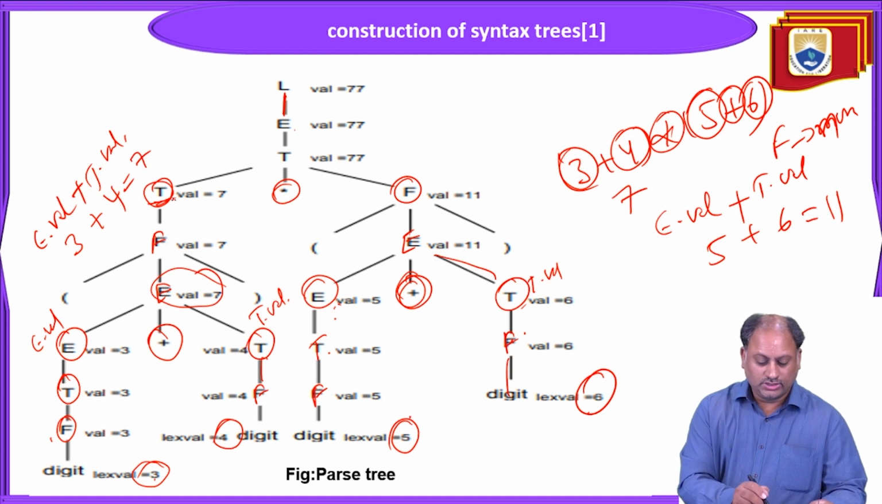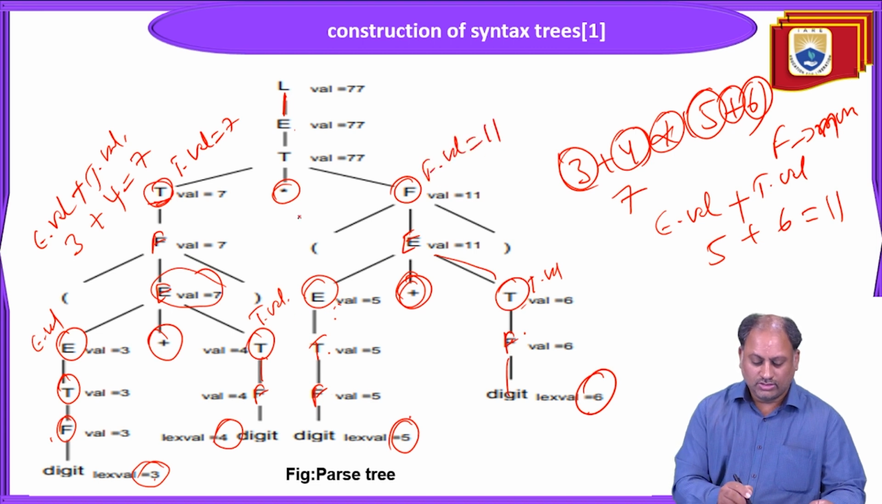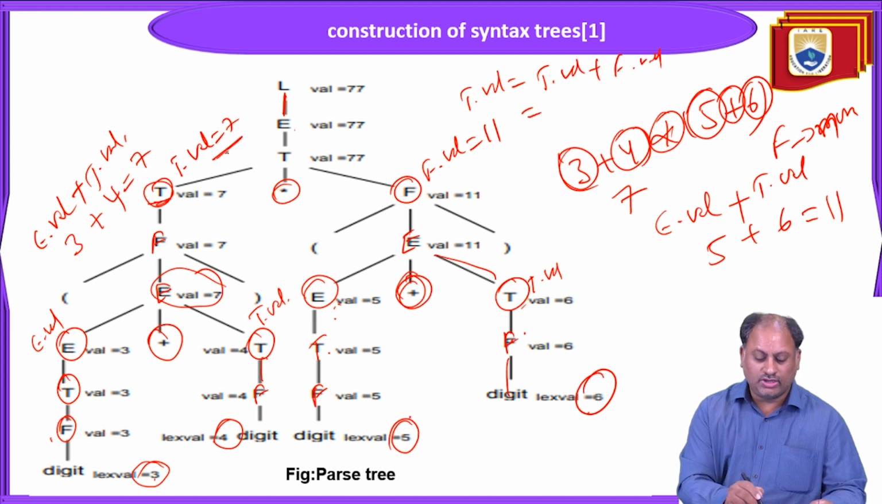Now left branch here T.val equal to 7 and right side branch F.val equal to 11. Now after performing these two with the T, that is T.val equal to T.val plus F.val. Now what is the T.val value here? 7. 7 plus what is F.val? 11. Now 7 plus star, here the operation is star operation. So 7 star 11. So 77.